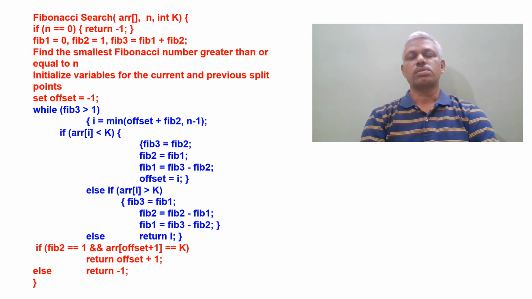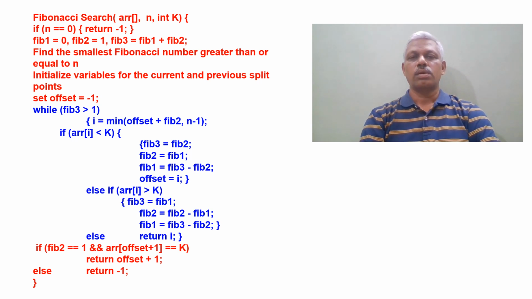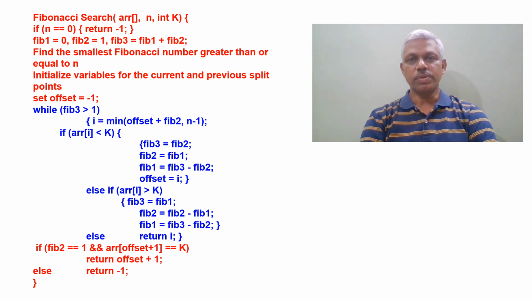Once we do this, we initialize two variables. One is offset and another is i, to indicate the current and previous split points. We set the offset value to be -1 initially, and i will be computed based on this offset value and the Fib2 value.